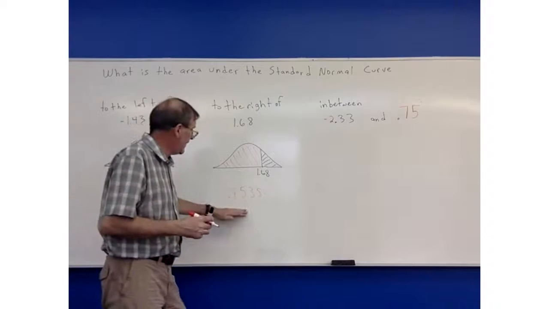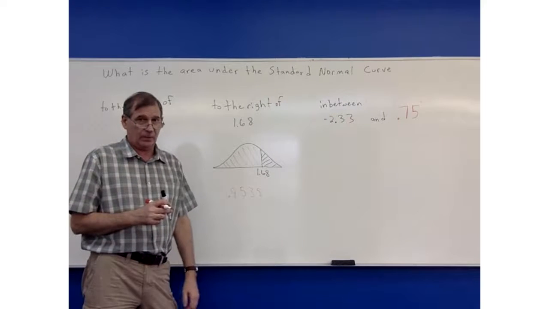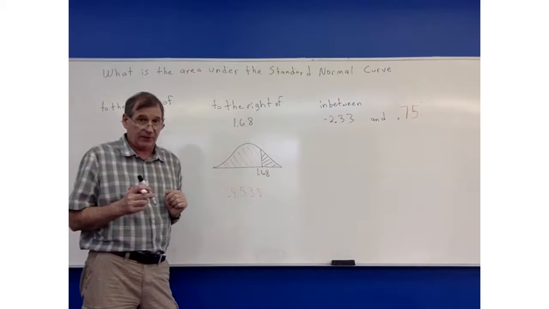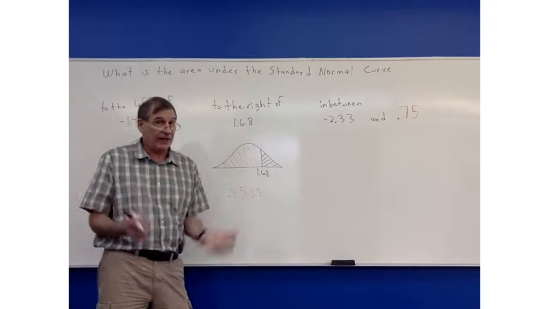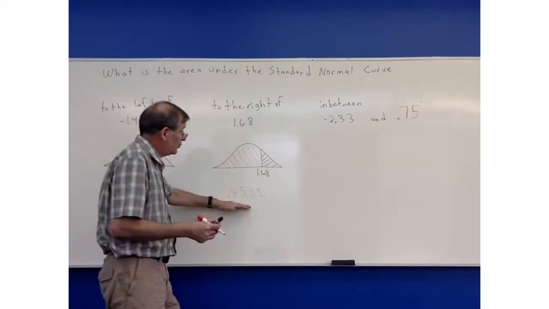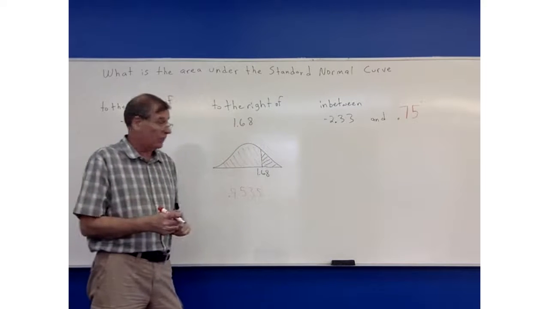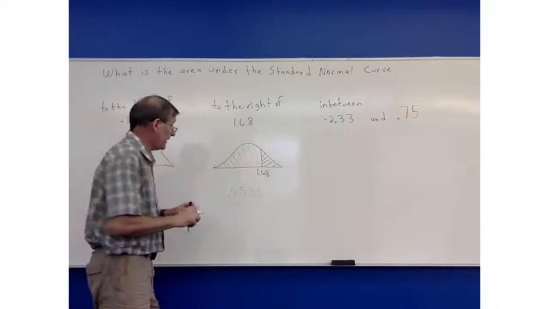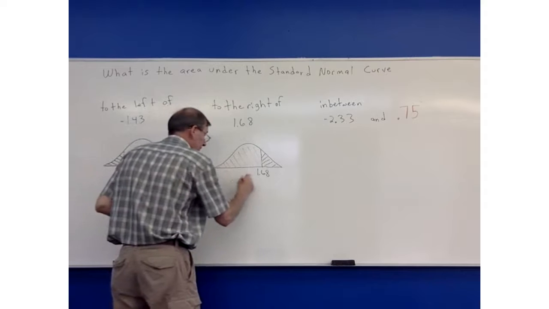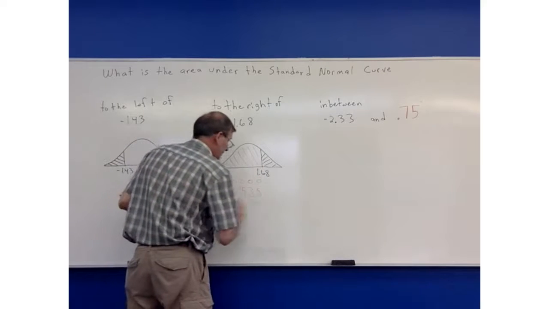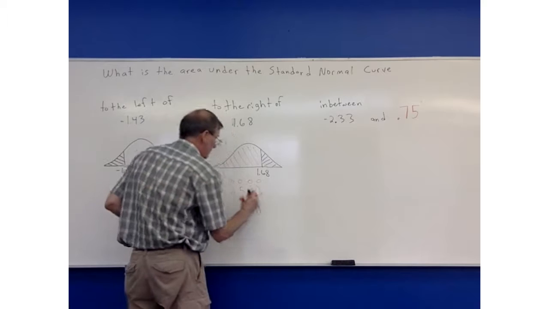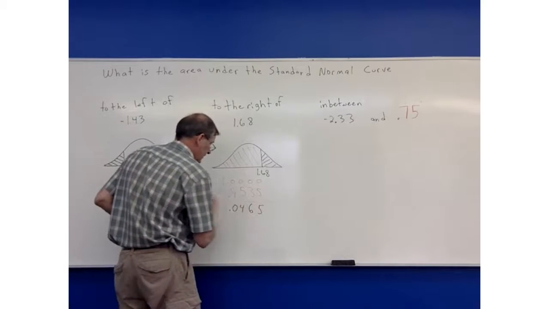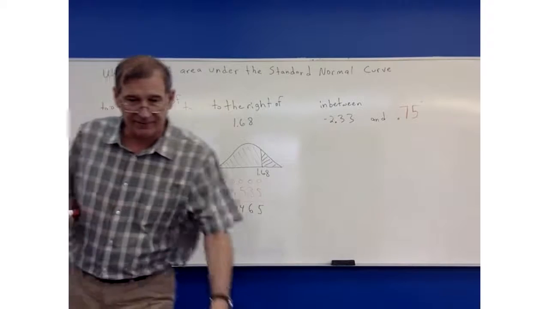Okay, so if that's that area, how do we find the black area? Well, if you remember, the standard normal curve is a probability distribution. That means that all the area under the curve adds up to 1. So the red area plus the black area equals 1. So if I take 1 minus the red area, that will give me the black area: 0.0465.